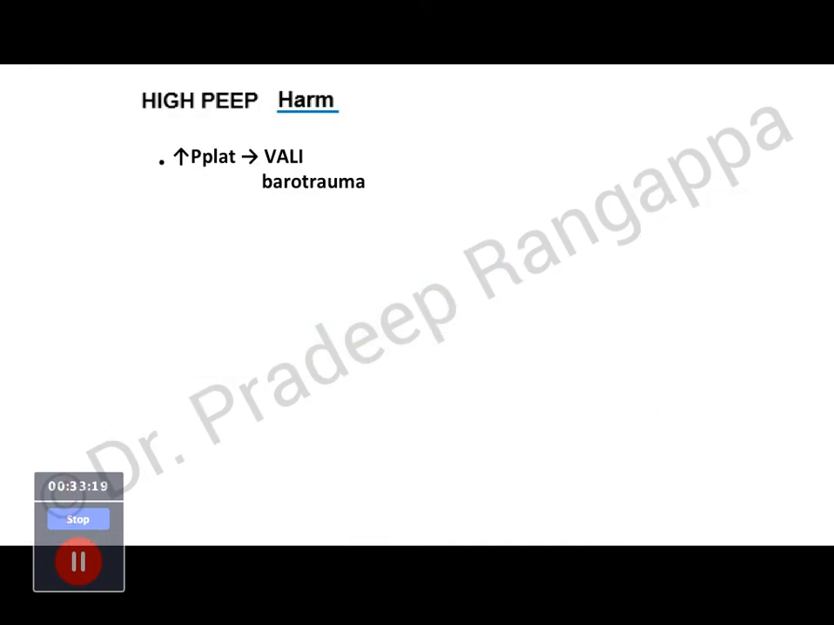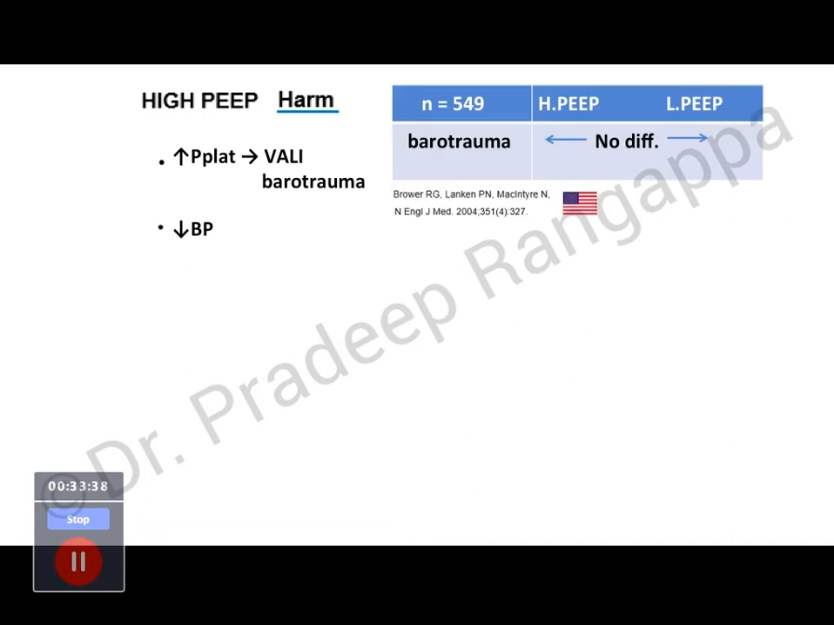So what are the harms of giving high PEEP? The increase in the plateau pressure with high PEEP can cause, as I said, ventilator-associated lung injury or barotrauma. But most importantly, what we see at the bedside is you keep on increasing the PEEP, your venous return to the heart comes down and you can have hemodynamic compromise. Your blood pressure can start coming down.